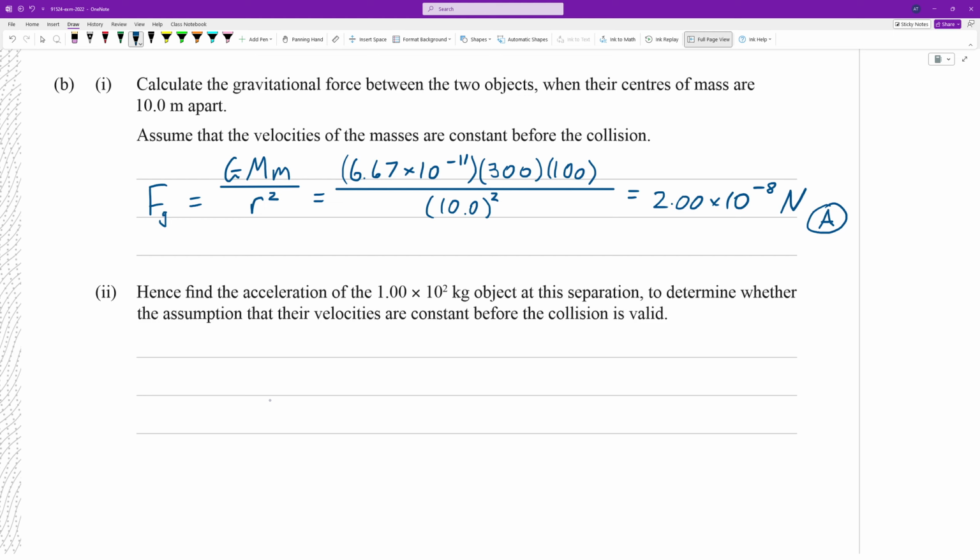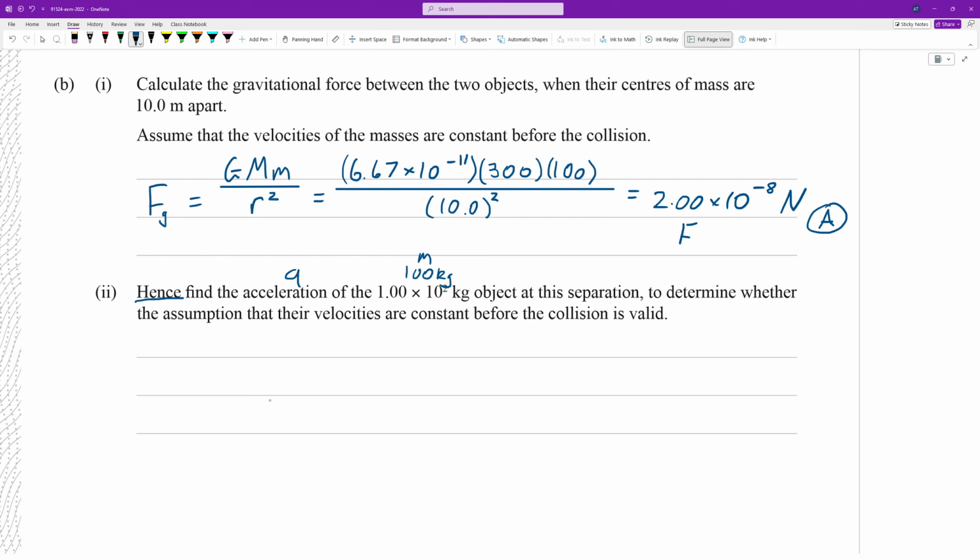Alright, and part 2, hence, so we need to use our previous force value. Find the acceleration of the 100 kilogram object. So we're looking for acceleration, we know the mass, we found the force, we should be thinking Newton's second law, F equals ma.